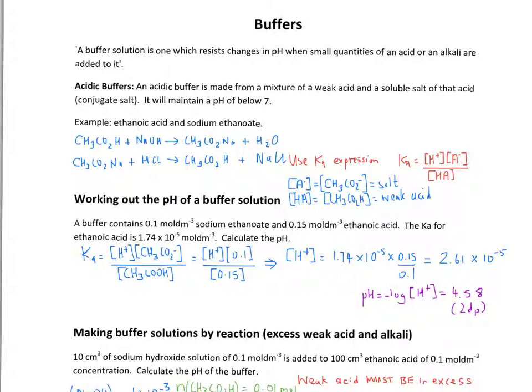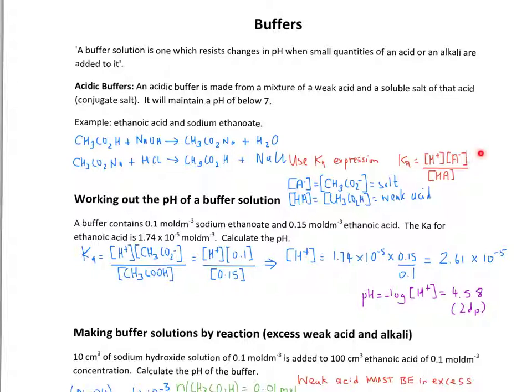On the other hand, if you add hydrochloric acid to your acidic buffer, then the salt, sodium ethanoate, would react with the HCl, forming more of the weak acid, and then NaCl as the byproduct. So in the second case, the pH would decrease slightly because you're adding HCl. You're making the weak acid, but only by a very, very small amount. This would be very different if we didn't have the buffer solution. If we added HCl to just water, then the pH of the solution would drop significantly.